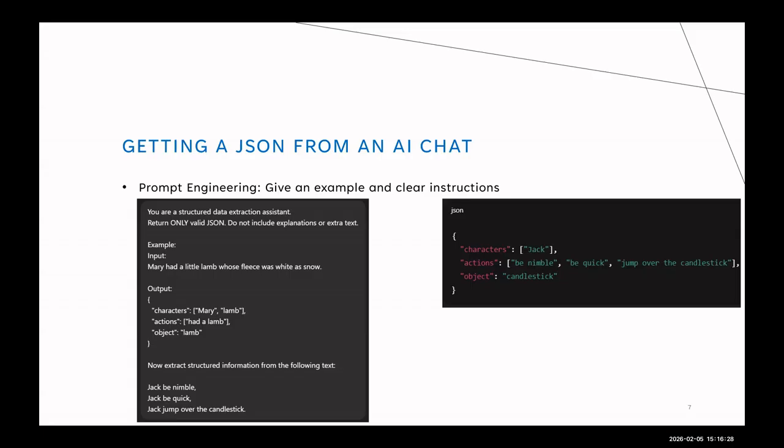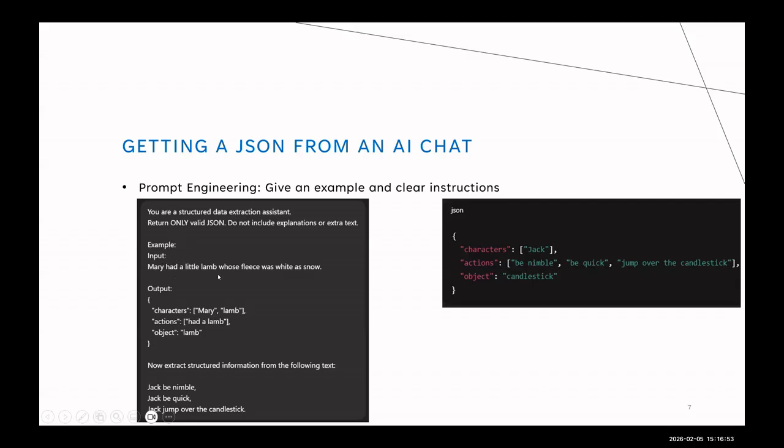Return only a valid JSON. Do not include any explanations or extra text. That way it does not hallucinate, because sometimes AI systems tend to make up their own information. So we want to put guardrails on it. So then we give it an example.